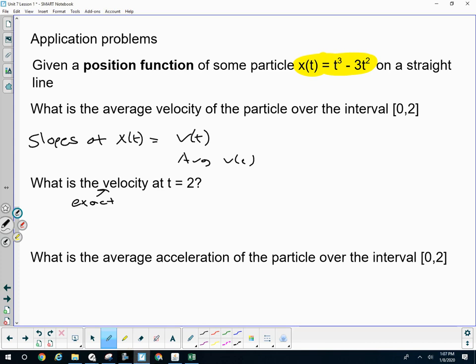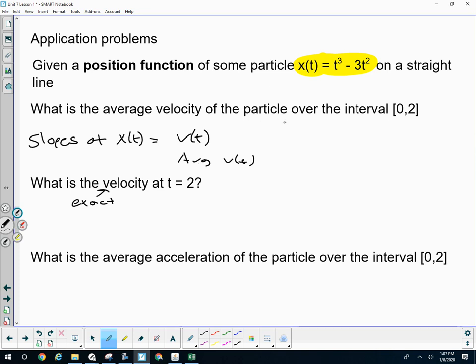So slopes of position give us velocities. We have an average velocity we're asked for. We're asked for an exact velocity. It's not stated, but it's implied. So slopes of secants will give us averages, average rate of change, average velocity.